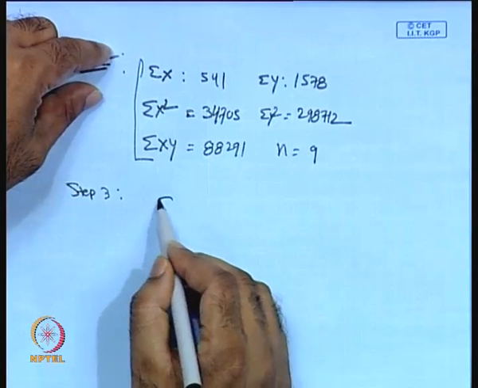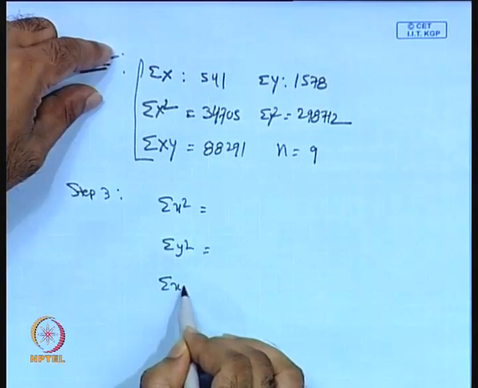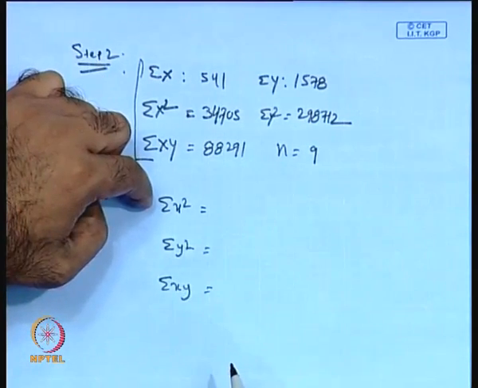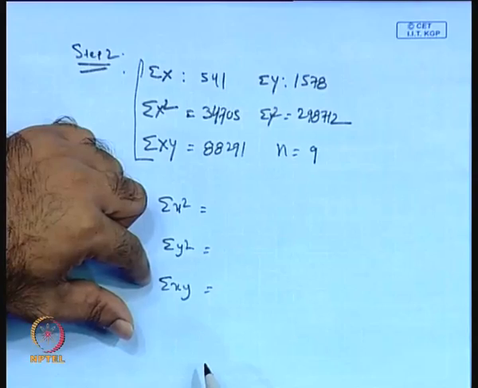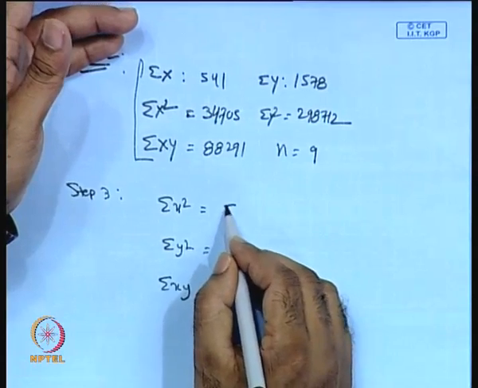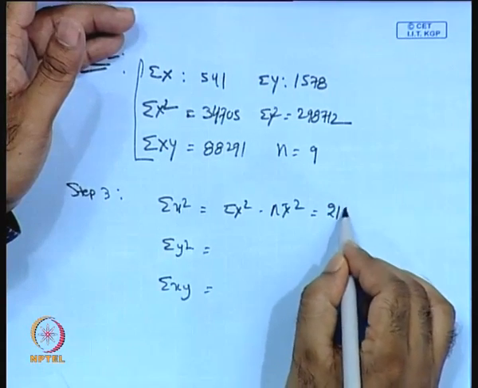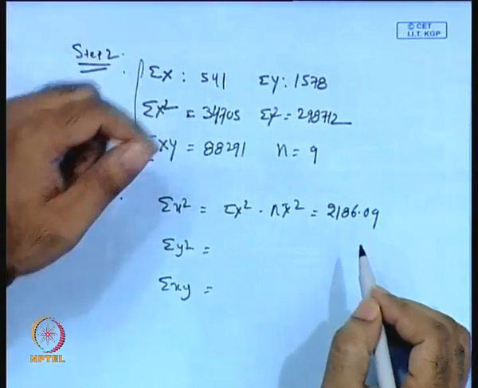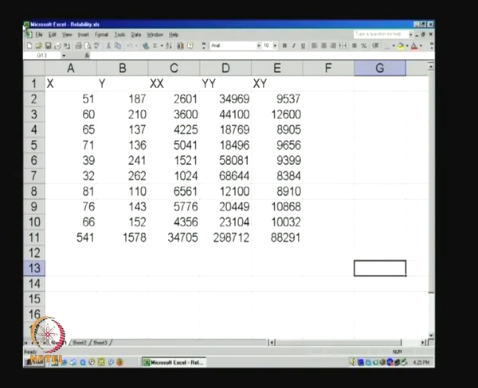What is the deviation format? We would like to know summation x square, summation y square, and summation x y. In fact, the derivation of summation x square we discussed in the last class, summation y square we also discussed, and summation x y we also derived last class. So, directly we can specify here that summation small x square is nothing but summation x square minus n x bar square. If you simplify, you will get 2186.09. Summation x square is already here, so you just calculate x bar, then subtract n into x bar square from summation x square, and you will get summation small x square.